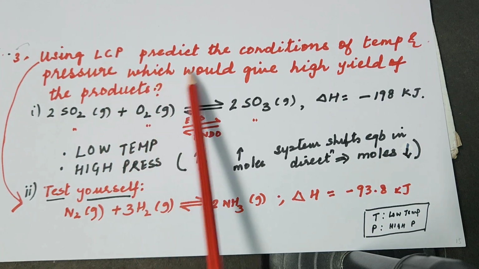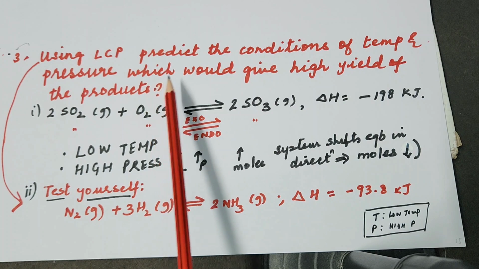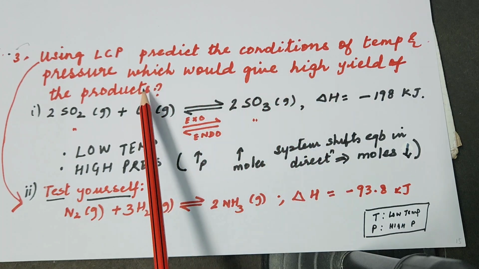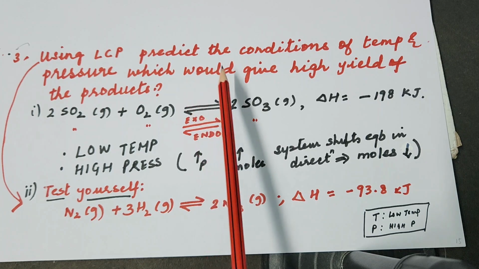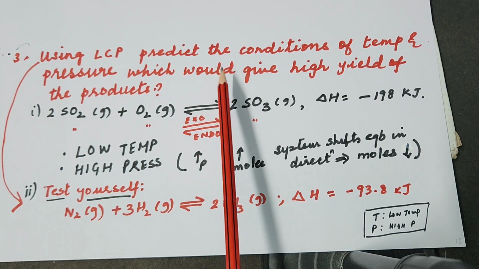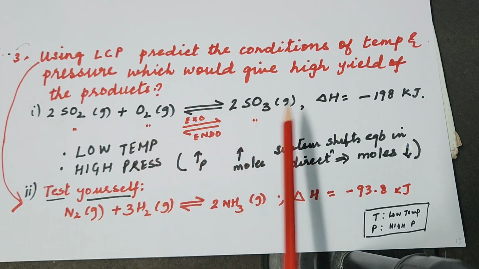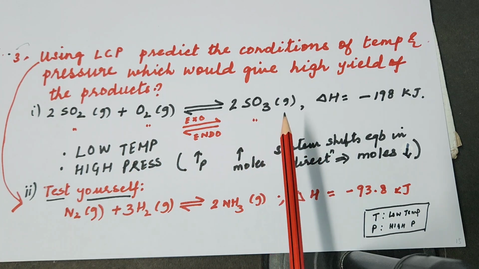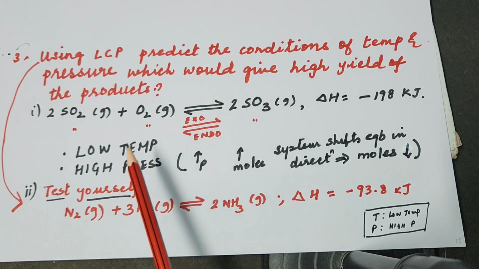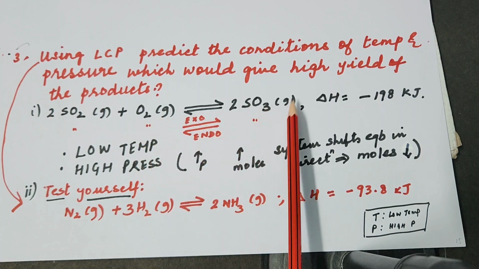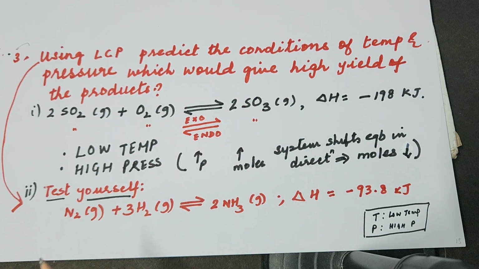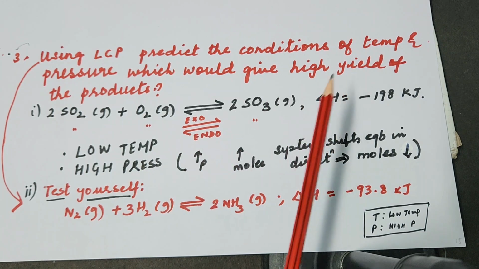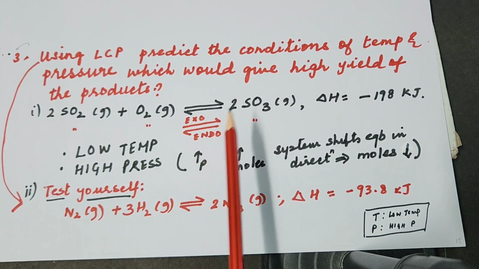Using LCP, predict the conditions of temperature and pressure which would give high yield of the products. So this is the application of the Le Chatelier's principle, where you are not being asked will it move in forward or will it move in backward. He's simply asking you what conditions of temperature and pressure will aid the formation of the product. Like this is the contact process. So let's decide whether our reaction is exo or endo.